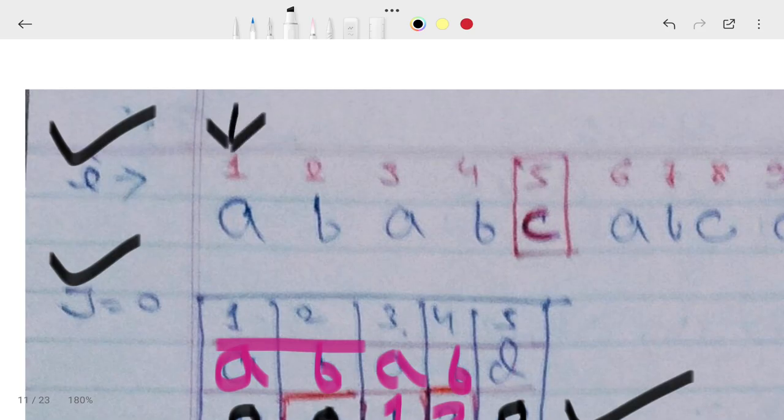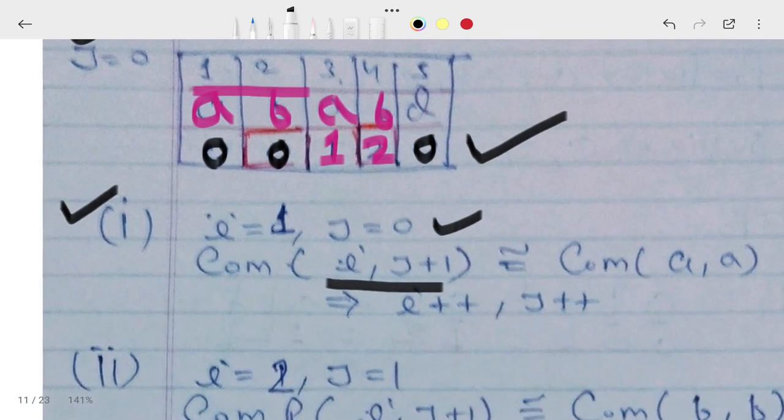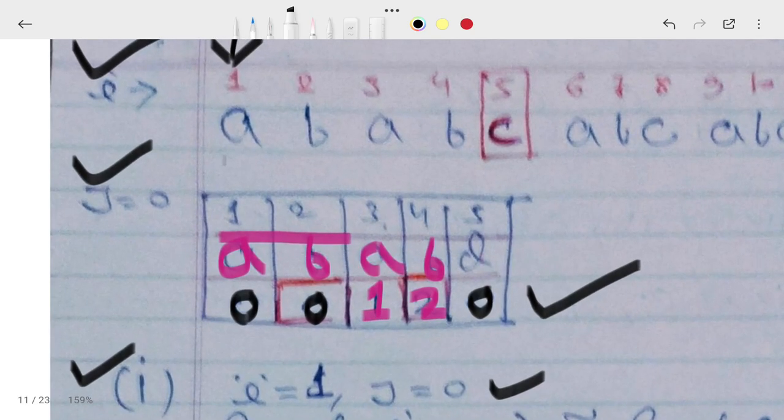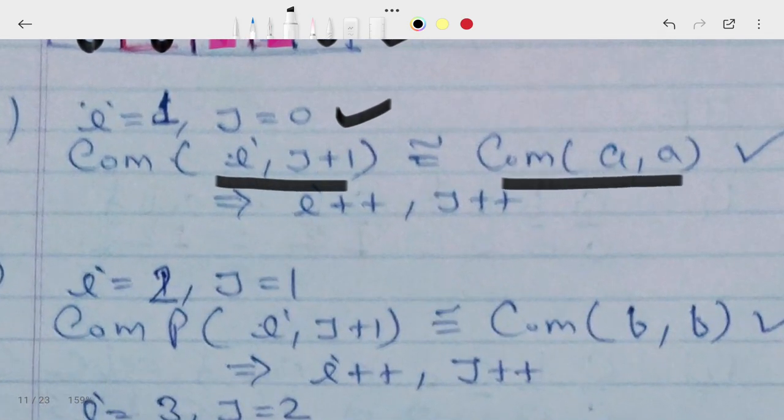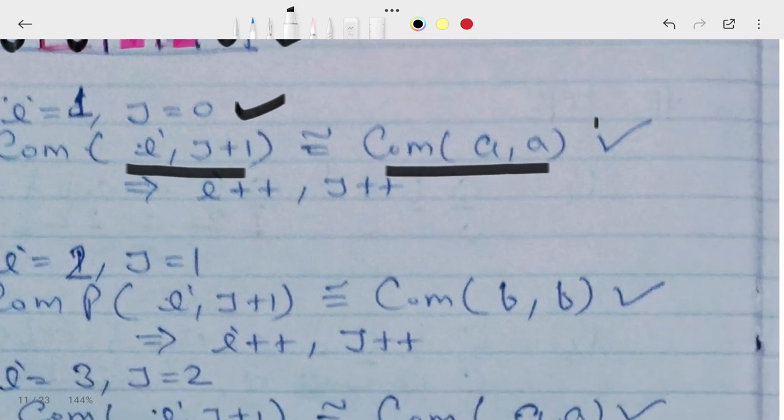I is at first place and J is equal to 0. J plus 1 is equal to 1. Now I am comparing A and A. A and A both are matching. Matching means I plus plus, J plus plus.